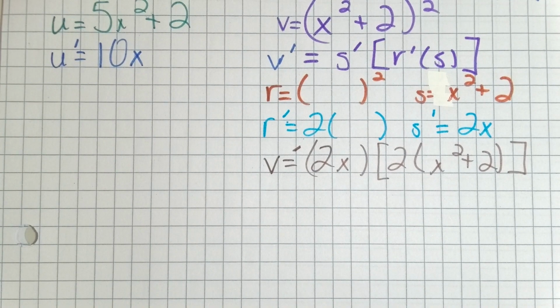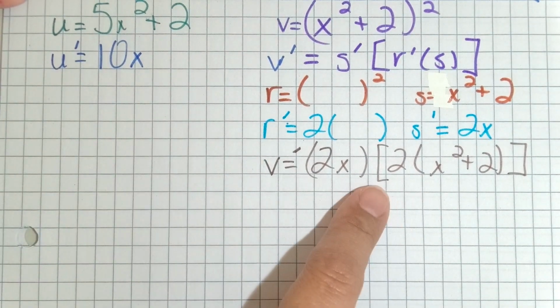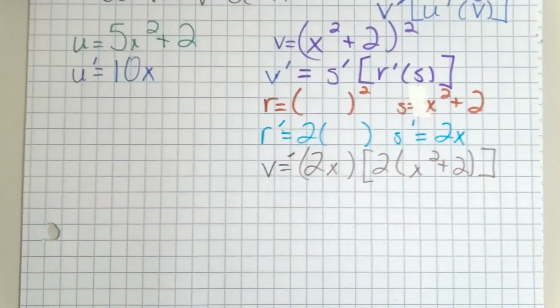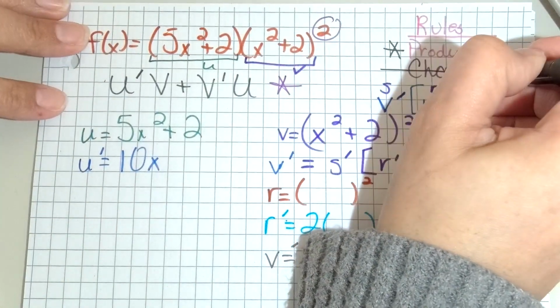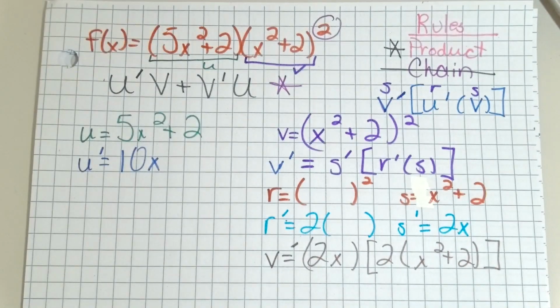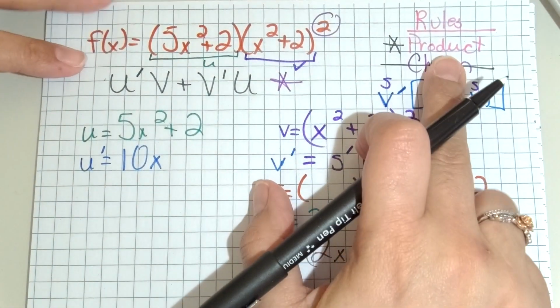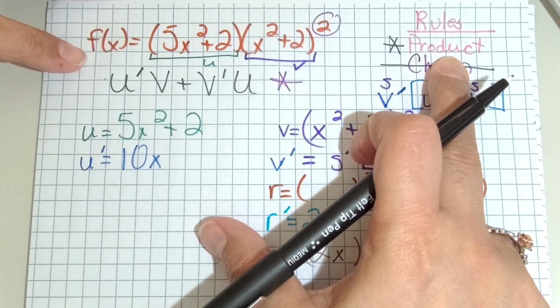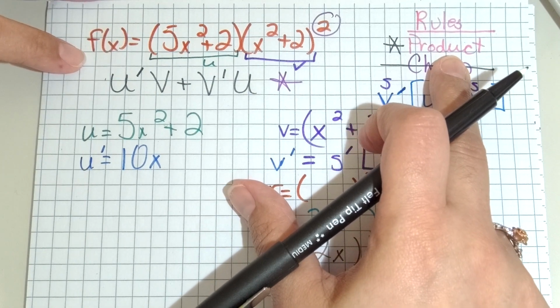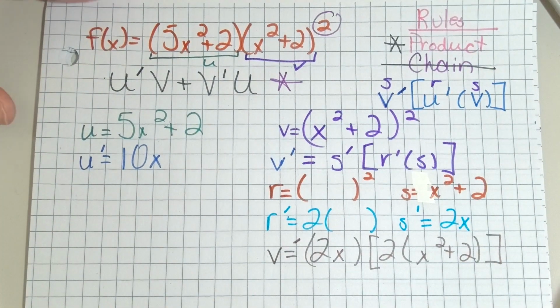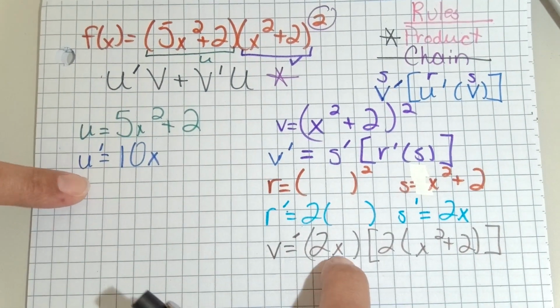Okay, so now I've found my derivative of u. I've found my derivative of v. I need to go back because I've already done chain. I've done chain, it's over. I need to go back and make sure that it is in the product rule format. It is not in the product rule format yet because it's still only separated by u and v.